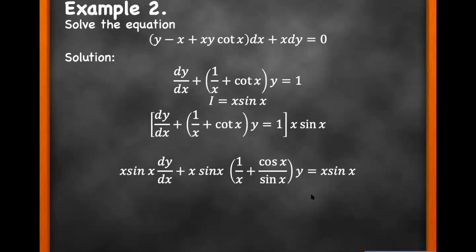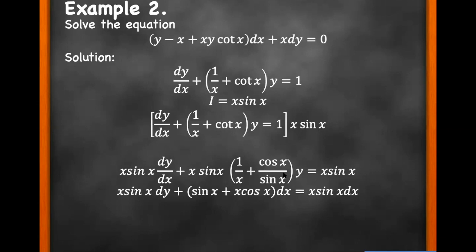Now, once we have multiplied, the equation becomes an exact equation. Again, this is now an exact equation. Now you multiply both sides by dx, so we can easily do the integration. So x sine of x dy plus here you have x sine of x times 1 over x will give us sine of x. X will be canceled. So this factor times cosine of x over sine of x.